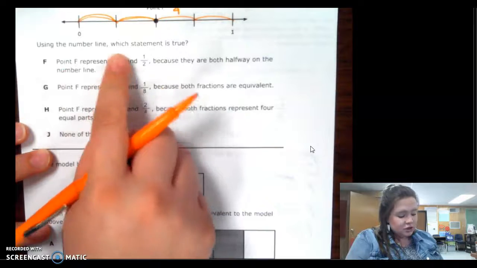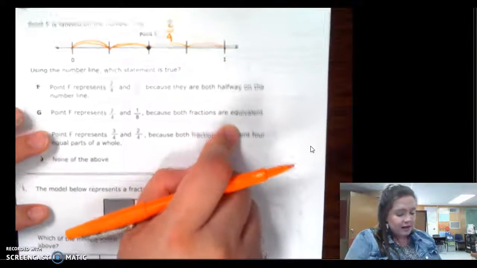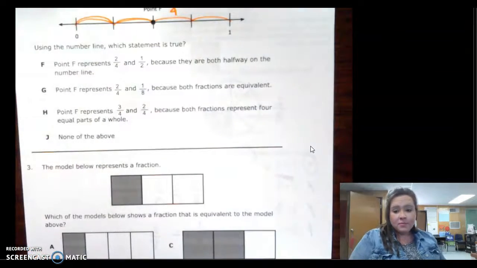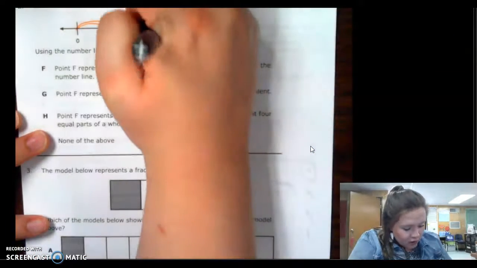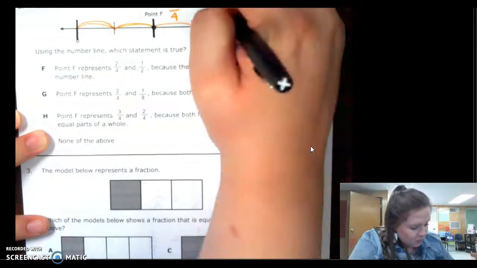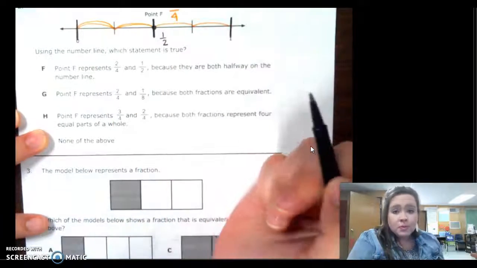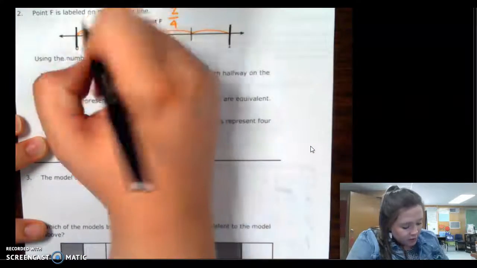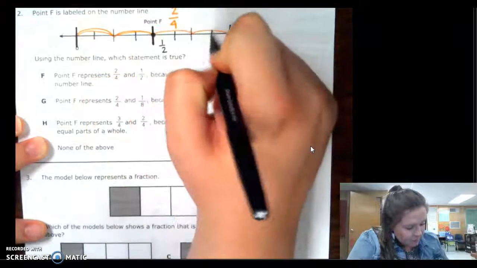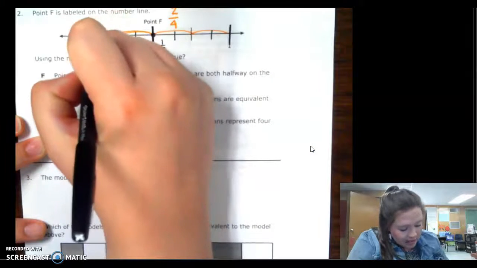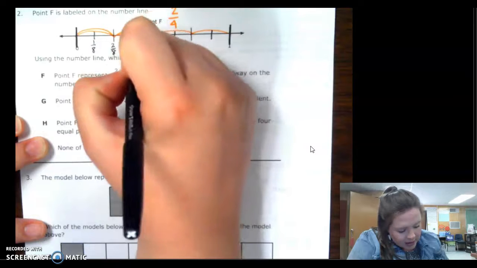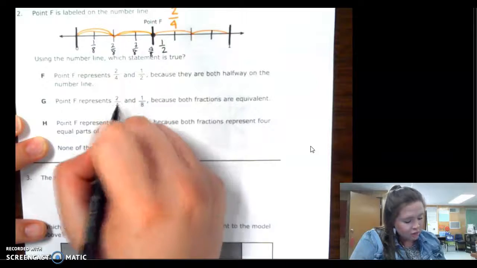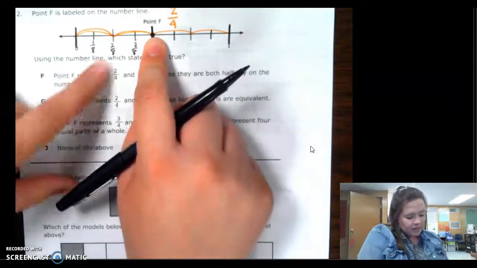Point F represents 2/4 and 1/2 because they're both halfway on the number line. Well, can I split this number line in half? You sure could. If you do it right here, this would be 1/2. Okay? 2/4 and 1/8. Well, this is in fourths. If I split this, this would be 1/8, 2/8, 3/8. That's 1/2, or 4/8. Okay? Are 2/4 and 1/8 the same? This is 2/4. This is 1/8. Are those the same?